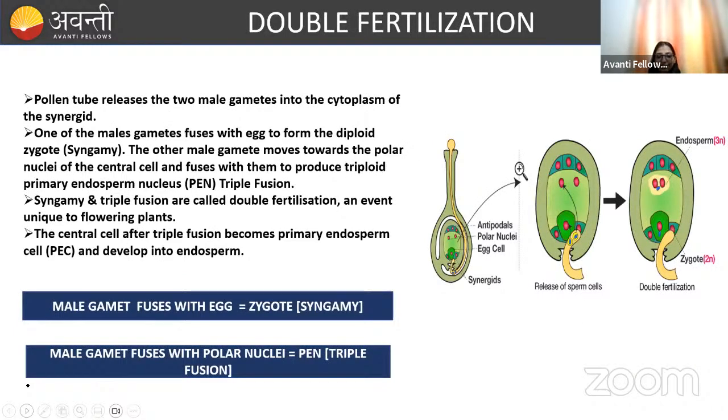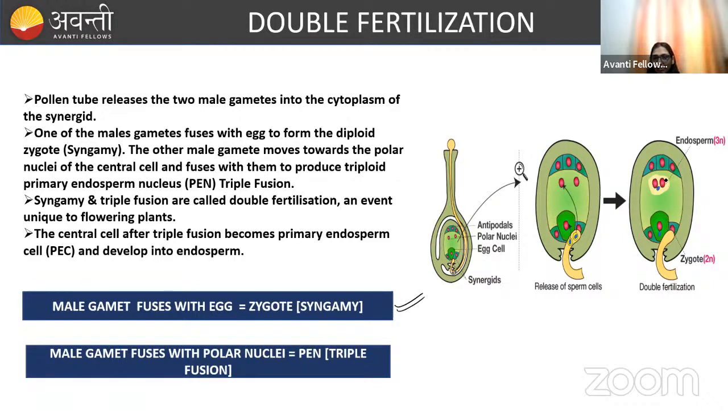Moving next is double fertilization, very important. So the pollen tube will enter one of the synergids of the embryo sac, and these synergids contain filiform apparatus which guide the entry of the pollen tube. Now the pollen tube will release the male gametes. One male gamete will fuse with the egg and form the zygote. This process is known as syngamy.